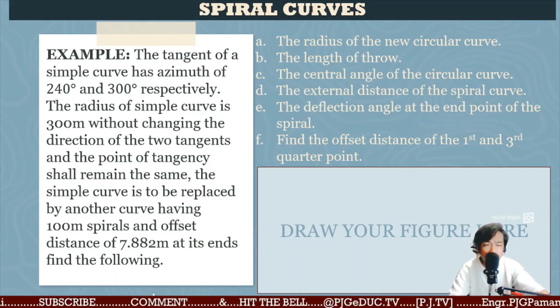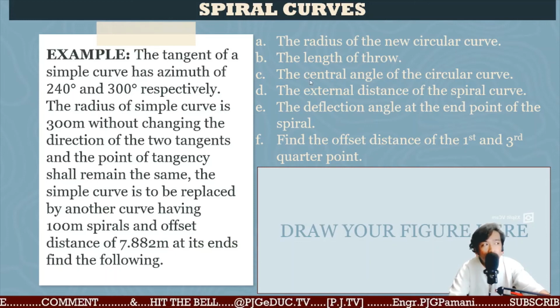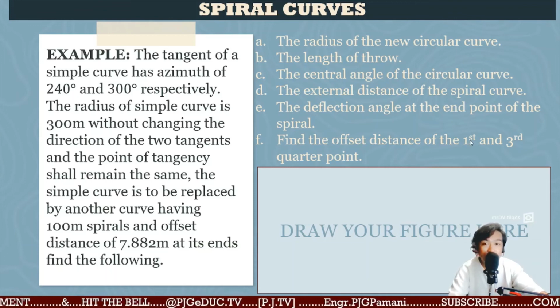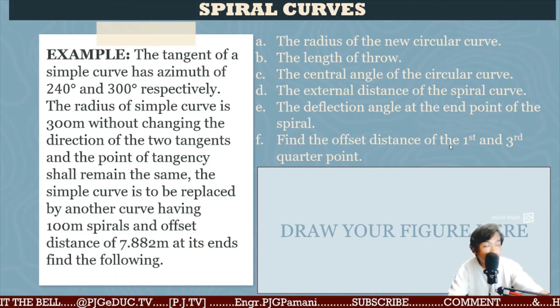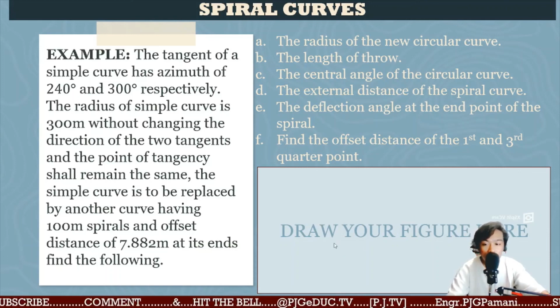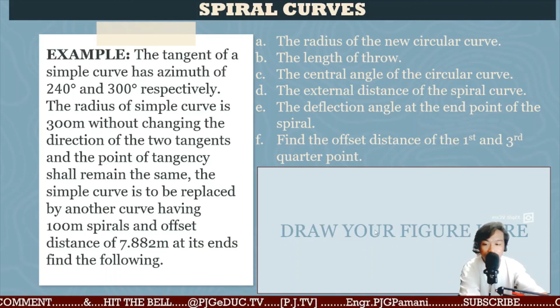Then revision, gawin daw natin siyang spiral. Length of the throw, yung ating small letter P. The central angle of the circular curve. The external distance of the spiral curve. The deflection angle at the end point of the spiral. And find the offset distance of the first and third quarter point. So kailangan natin kunin yung X sub 1 and X sub 3 offset distance from the spiral. Then again, you'll have to draw your figure.